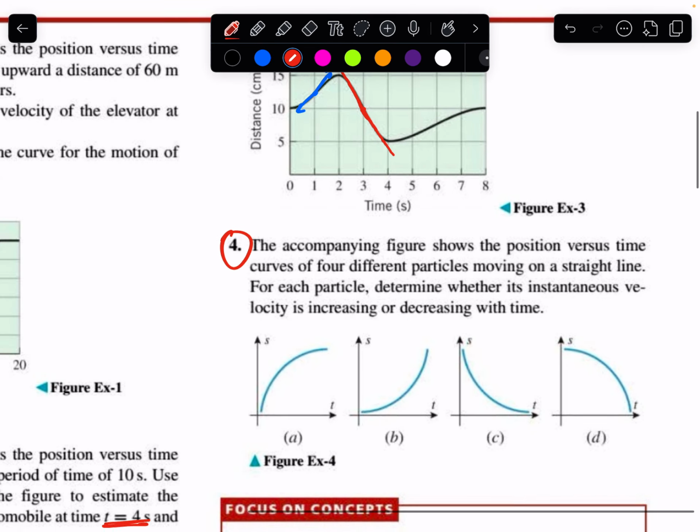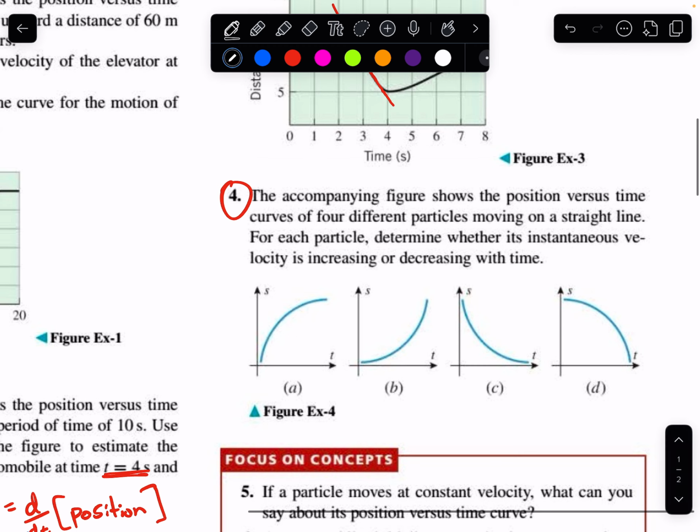And then for 4, this is the position versus time curves of 4 different particles on a straight line, and we want to determine whether each instantaneous velocity is increasing or decreasing with time. So once again, remember, instantaneous velocity is the slope of the tangent line. If I draw a tangent line here, that's a big slope. Here, it's a little bit smaller, and then here, it's getting pretty close to 0. So if the instantaneous velocity is the slope of these lines, then it's getting smaller, because right here, it's getting closer and closer to 0.